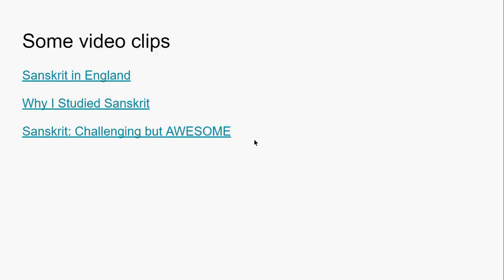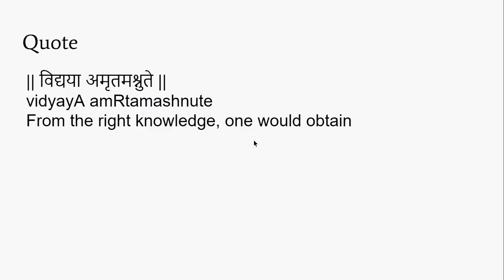So in that we looked at what is the Sanskrit language, some introduction, and I was trying to get some kind of quote for today. The meaning is not complete, but the quote is Vidyaya Amrutamashnute. This is written here with a transliteration in the Roman script. Vidya means knowledge. Amrita has a lot of meanings, but generally it means eternity. Ashnute means obtains. So one would obtain eternity.